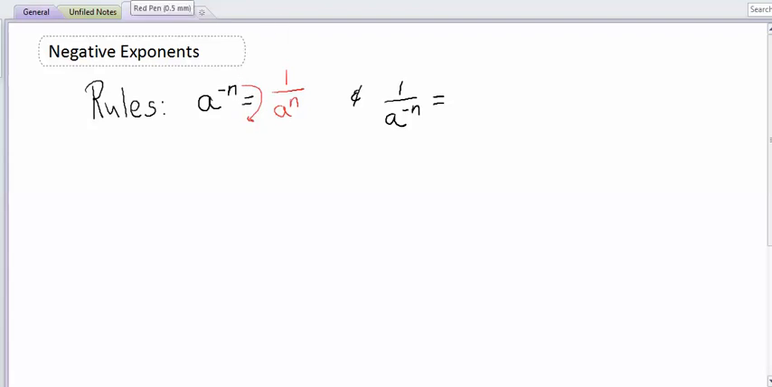Okay, same thing with the next one. If it's in the bottom, your negative exponent, you bring it to the top of your fraction. So it's just going to be a to the positive n. Okay, so it looks like that's as easy as it is. We're going to try a few of them as examples, and then I'm going to let you try a few on your own.